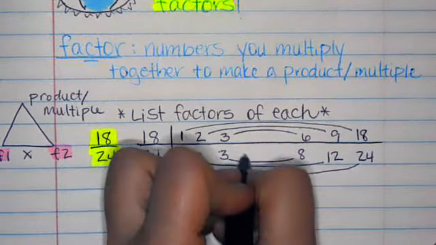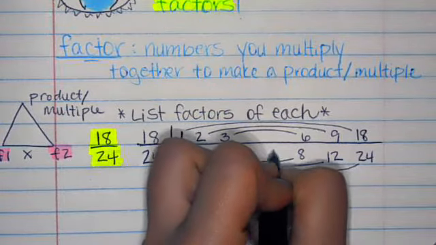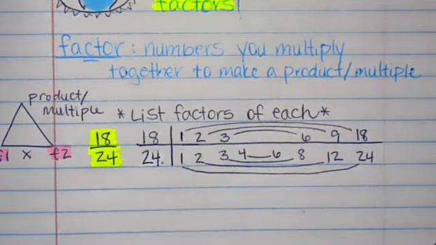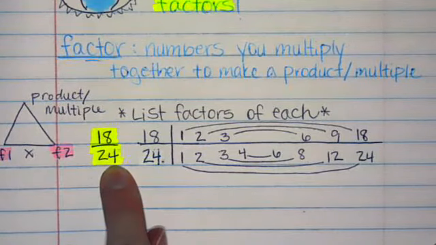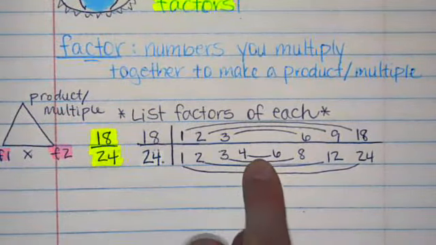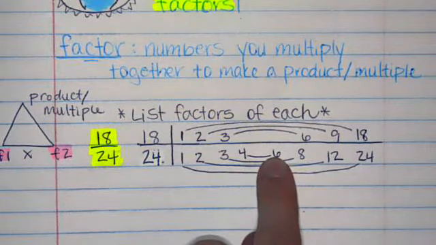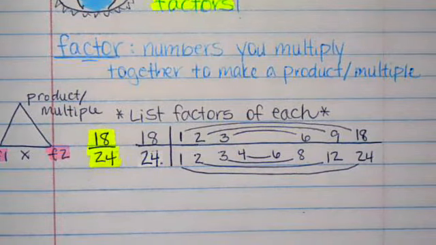I'm going to try 4, and I know that 4 times 6 are factors of 24, and again, 24 does not end in a 5 or a 0, therefore 5 is not a factor, and then I get myself back to 6. So I have found all of the factors of 24.